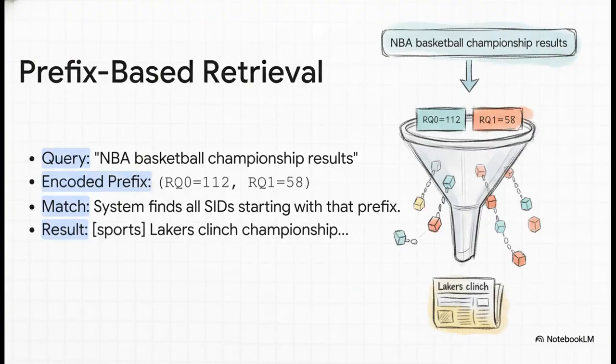A user types in NBA championship results. Our system encodes that query into a semantic ID prefix, let's say it's 11258. Then the retrieval is just a dead simple prefix lookup. The system zips through and finds every single article whose ID also starts with 11258. No complicated vector math, no slow nearest neighbor search, just a lightning-fast match.